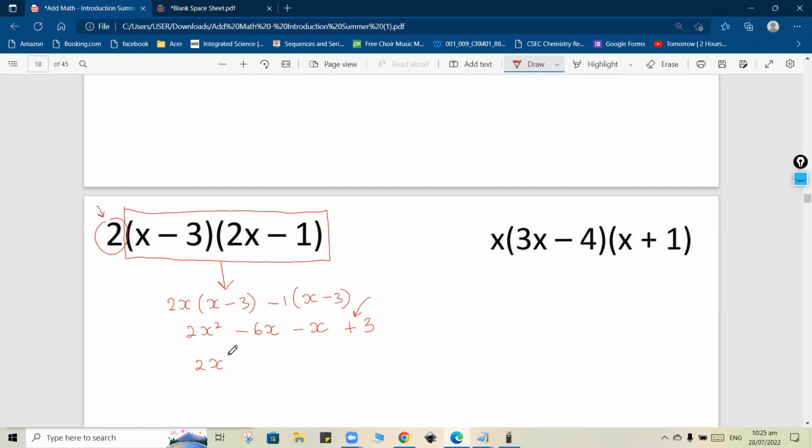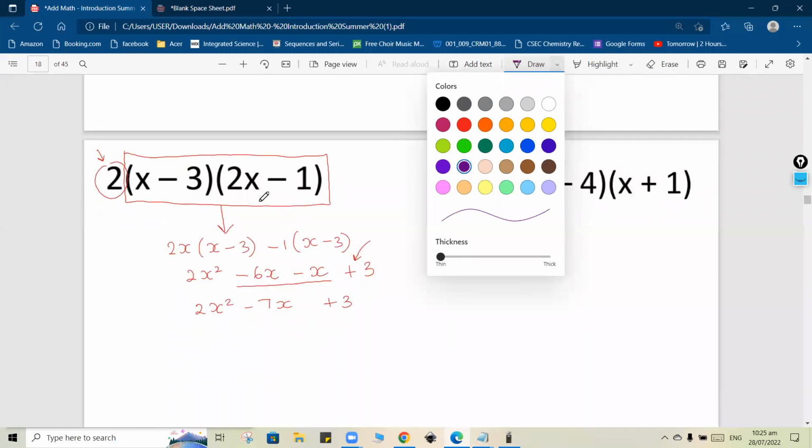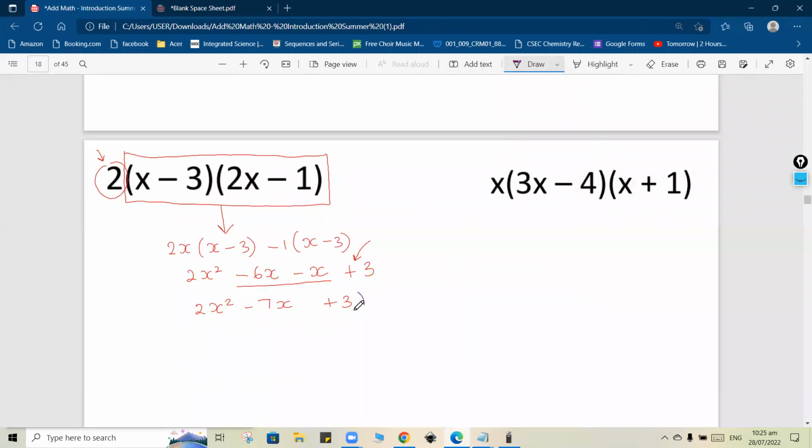So here we have 2x squared. The middle, we can squish them together. If I have minus 6 and then minus 1, I'm going to have minus 7x. And then the plus 3 here. But we are not done. Remember, we have this annoying 2 waiting on the outside. So for this final answer, everyone gets multiplied by this 2 who's waiting. Only when we do that, then we're finished. 2 by 2x squared is 4x squared. 2 by minus 7x is minus 14x. And 2 by 3 is 6. This is your final answer.